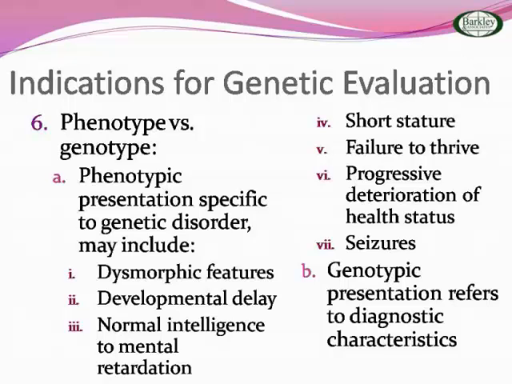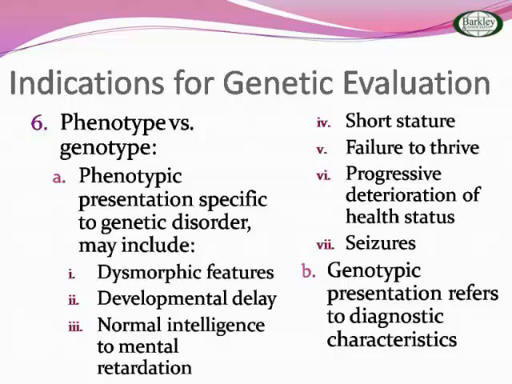Phenotypical presentation specific to genetic disorder may include dysmorphic features. Do you remember the old FLK? Funny looking kid? I always hate to say that because to me that sounds disrespectful, but FLK means that the child has either dysmorphic features or subtle dysmorphic features, right? Developmental delay, normal intelligence, mental retardation, that's something you can observe, how a child behaves in class and their grades and so forth. Short stature, failure to thrive, progressive deterioration, seizures.